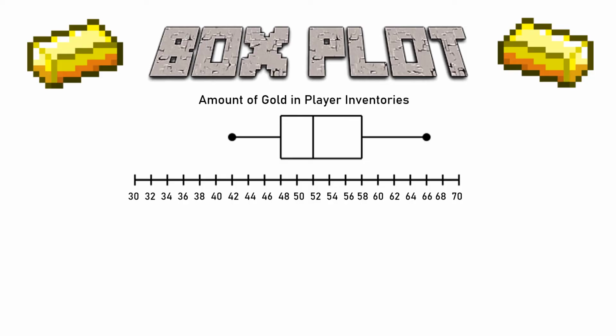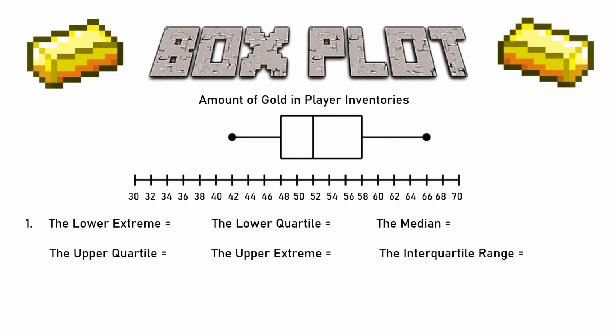What you can tell from a box plot is all of these pieces of information: the lower extreme, the lower quartile, the median, the upper quartile, the upper extreme, and the interquartile range. All of those besides the interquartile range you can simply find by looking at your box plot. So let's do that. The lower extreme is simply a fancy way for saying the lowest number on the box plot. So this end of our whisker here, this represents our lower extreme. It's simply 42.